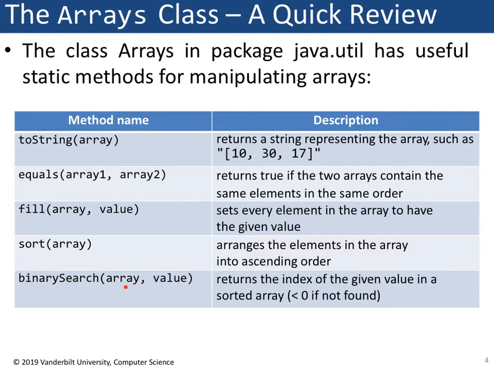And then we have binarySearch, which will search this array for the value passed. It will return the index of the location of that value in the array if it exists, or return a value less than 0 if not found. Notice that it expects the array to be sorted. So before passing an array to binarySearch, it would be best to sort the array, then pass it to the binarySearch to get the location of whatever value for which you were searching.